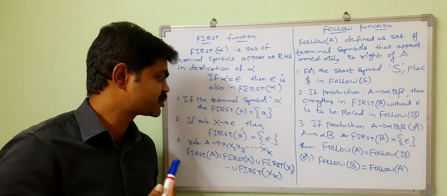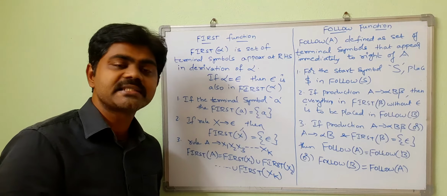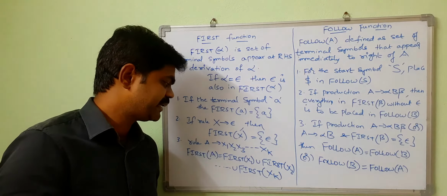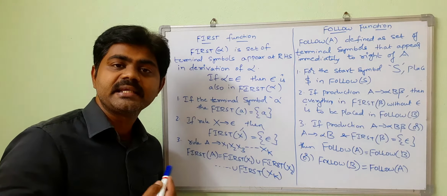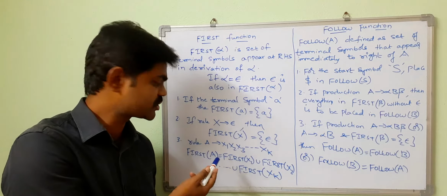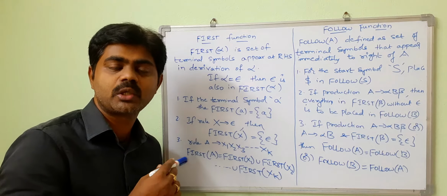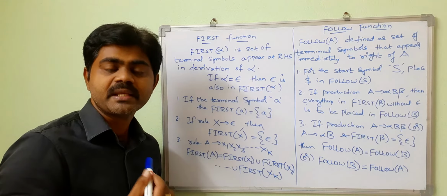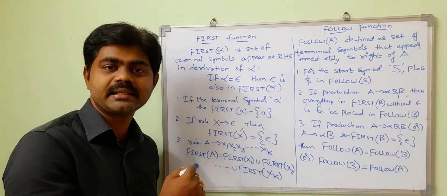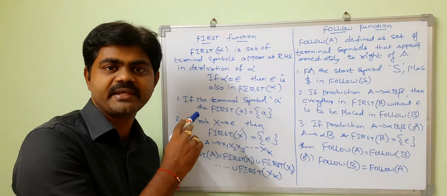So if there is a rule X extends to epsilon, then first of X equals epsilon. And if there is a rule A tends to X1, X2, and so on up to Xk, then first of A equals the union of first of X1, first of X2, and so on to first of Xk. These rules seem difficult while explaining, but if you see the problem and solve it, the rule seems very easy.